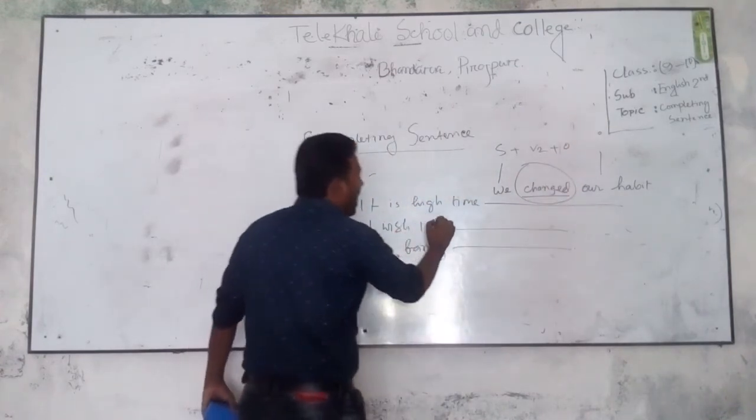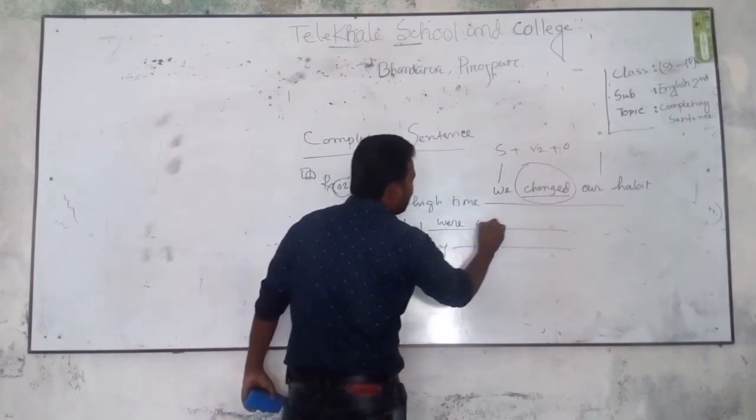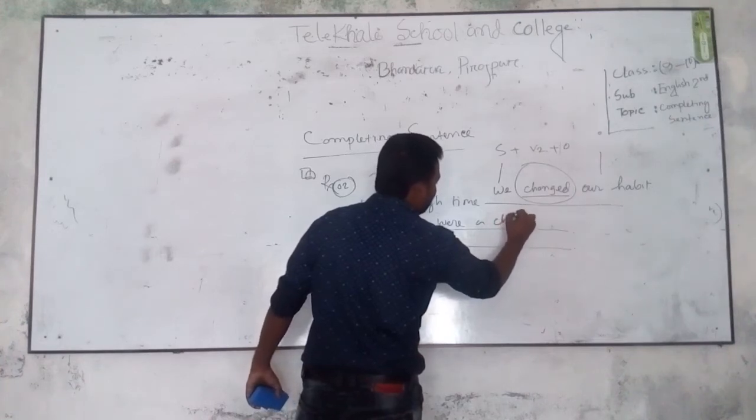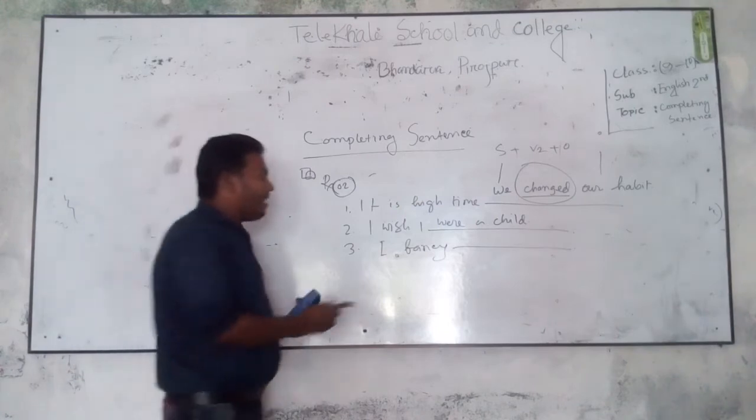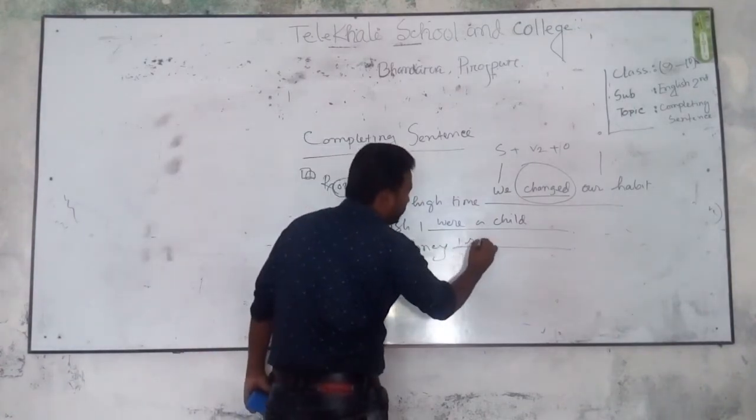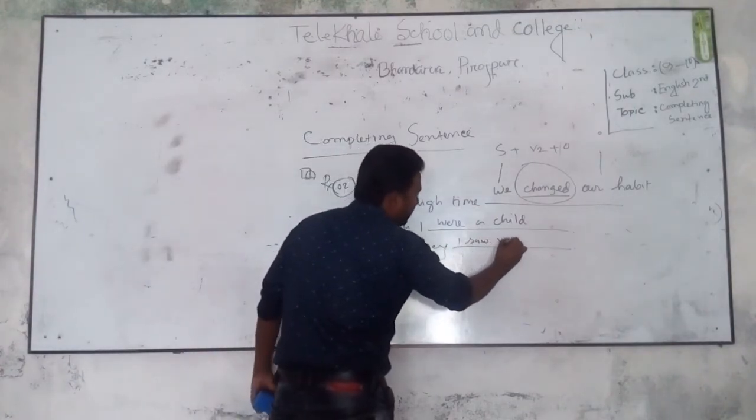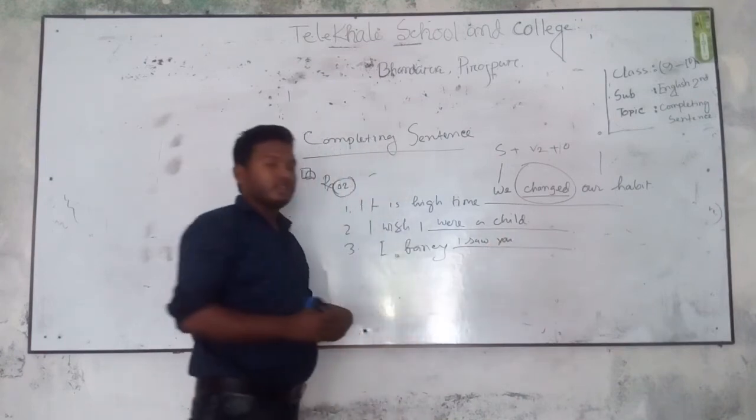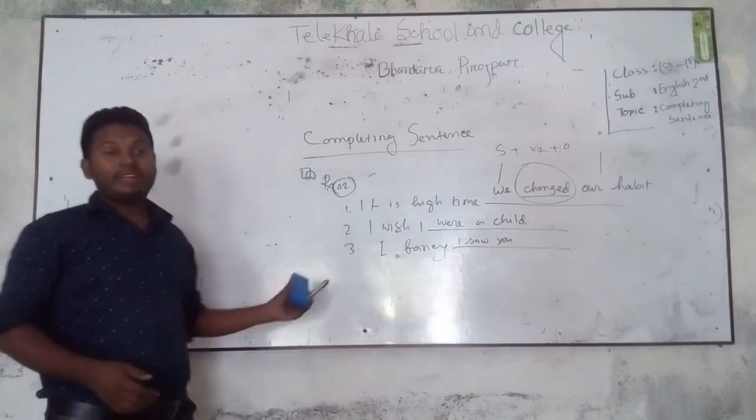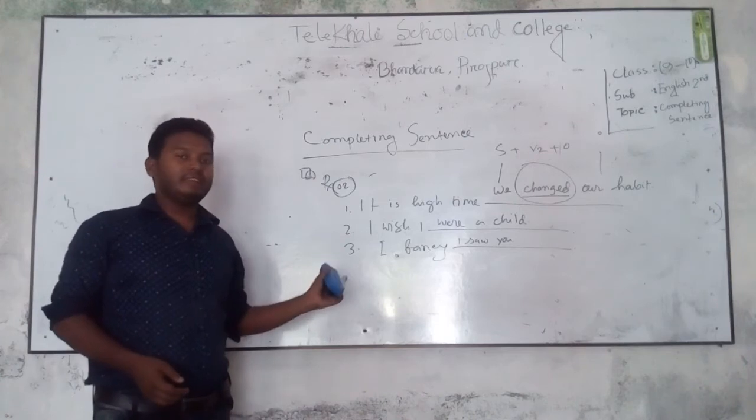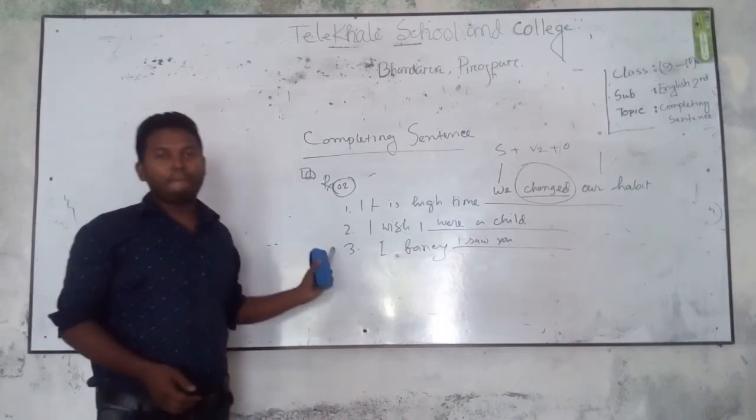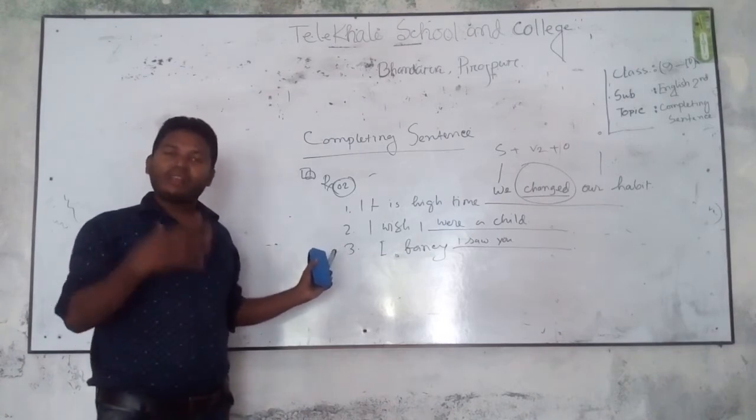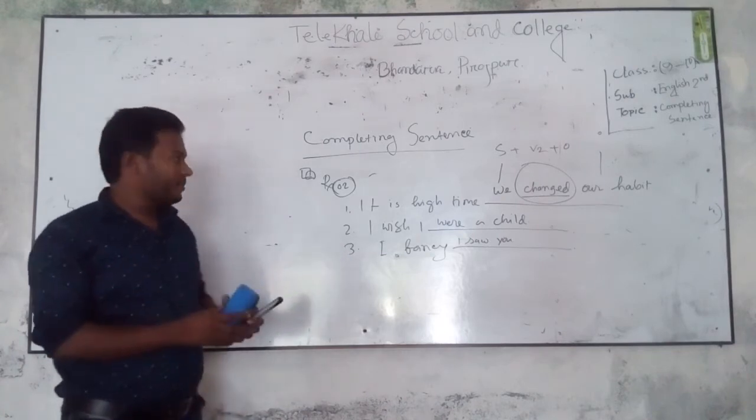I wish I were a child. I fancy I saw you. So, dear students, we have completely realized the rules of completing sentences. That was the second rule.